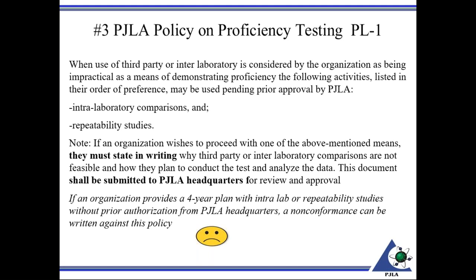So if you're an organization, you feel you fall into this category, even if you're not yet accredited and you've done your research and you feel you cannot do an interlab test or a third-party test, you can't find a third-party provider, then you need to state your case. So we put it on the organization to state in writing why third-party or interlab comparisons are not feasible and how they plan to conduct the test and analyze the data. This needs to be submitted to headquarters, and it needs to be approved. So if you submit a four-year plan and it includes intralab testing, and you cannot show that you put that request in writing and it's been approved, then a non-conformance can be written against PL1 in that instance.